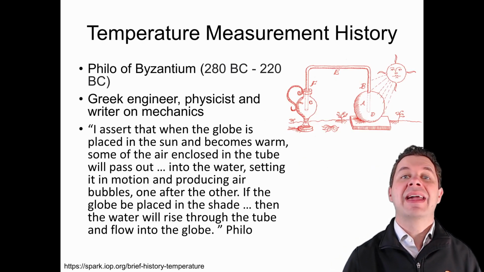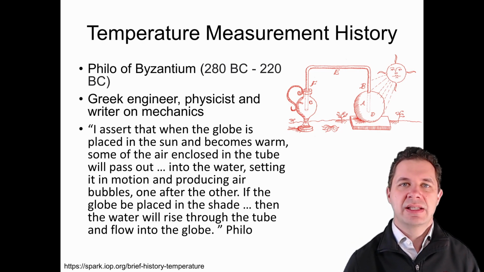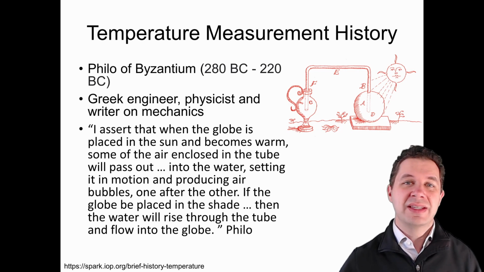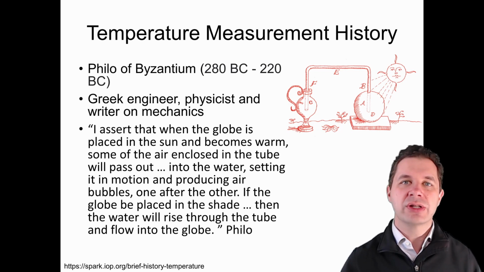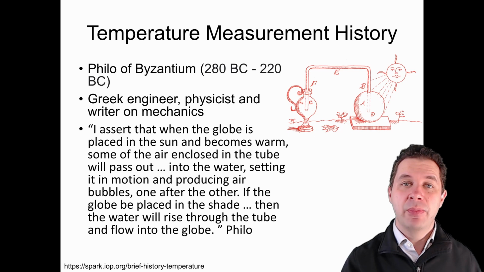Okay, let's go back even further in time to some of the earliest measurement systems that we know of. So 200 odd BC, we've got Philo of Byzantium, a Greek who lived most of his life in Egypt, who was an inventor, a mechanic, an engineer. He did all sorts of things and wrote a number of books on mechanical systems and siege engines and things like that. He developed this very simple way of trying to sense temperature.